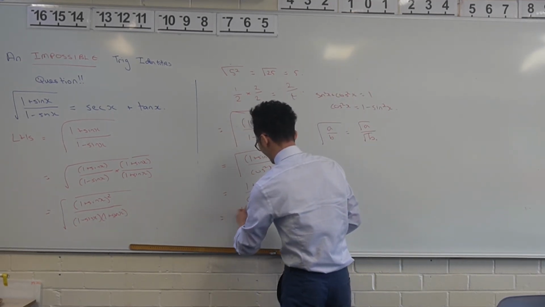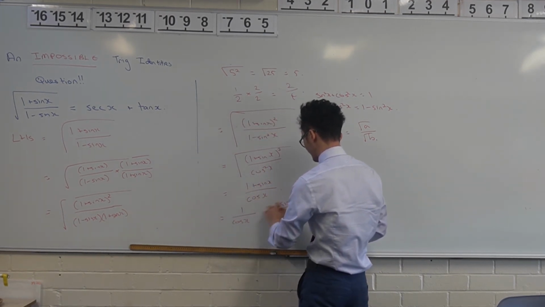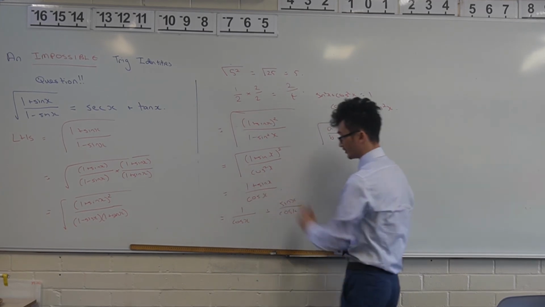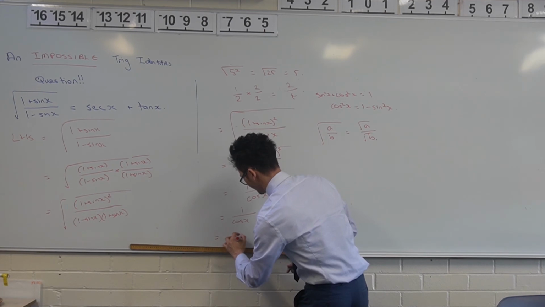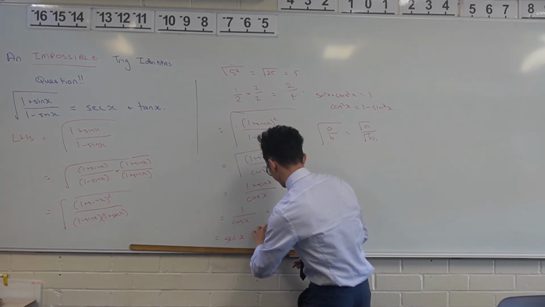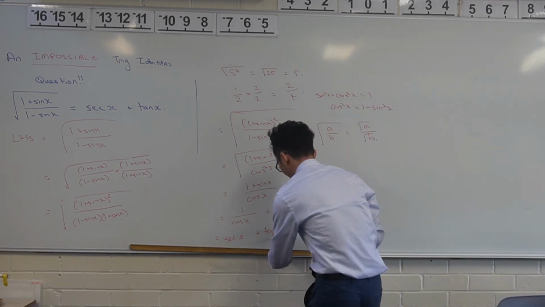And let's roll with it. So we get 1 on cos x plus sine x on cos x, because I'm splitting up this fraction, that's really the only other thing I can do. And that's sec x plus tan x. Okay? Which is what we want, the right-hand side.